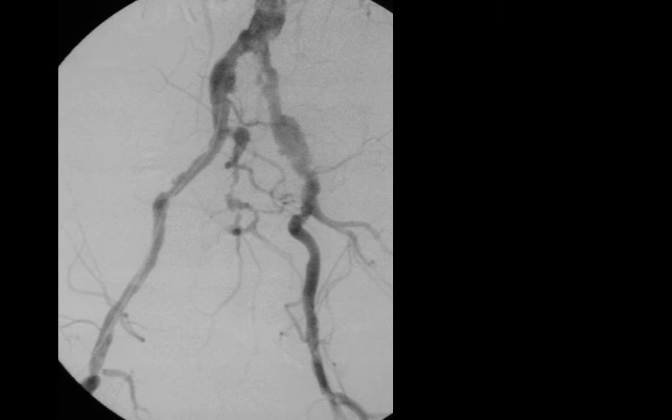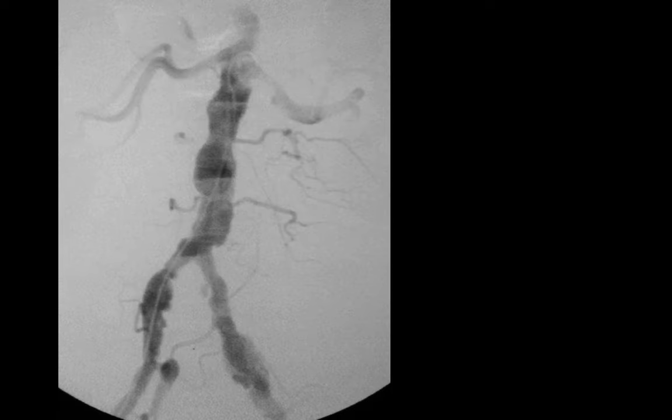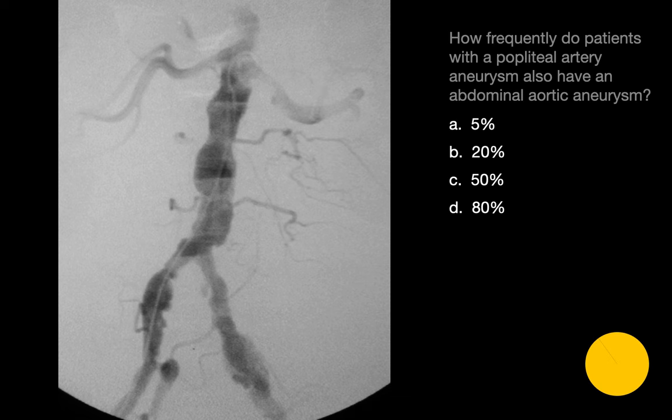Here are some more DSA images of this same patient. How frequently do patients with a popliteal artery aneurysm also have an abdominal aortic aneurysm? Around 20% of popliteal artery aneurysms are associated with an AAA.